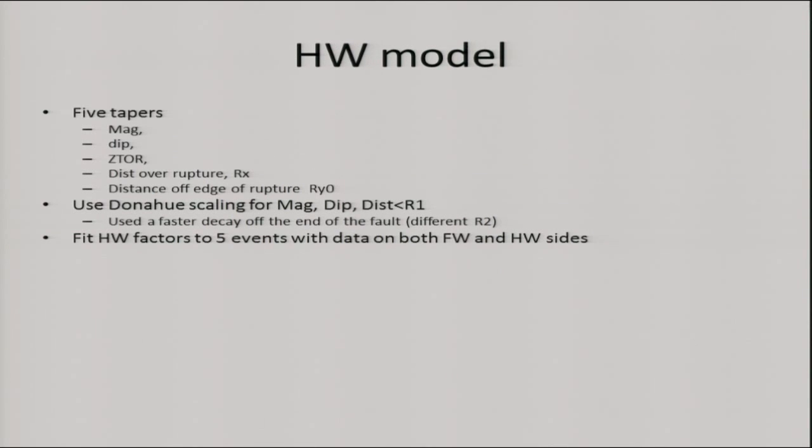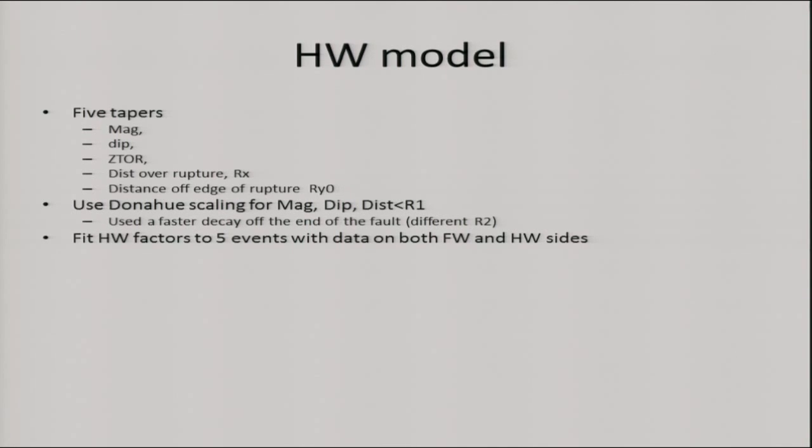Hanging wall model. So 5 tapers. I'm not going to go through all the equations on the tapers for you because those are terrible, but taper on magnitude, dip, top of rupture, distance over the rupture. So Jennifer talked about these, and then distance off the rupture. I use Jennifer's models for magnitude, dip, and the distance over the rupture. The reason for this is we have 5 earthquakes in the entire data set where we have close-in data on both the footwall and the hanging wall.